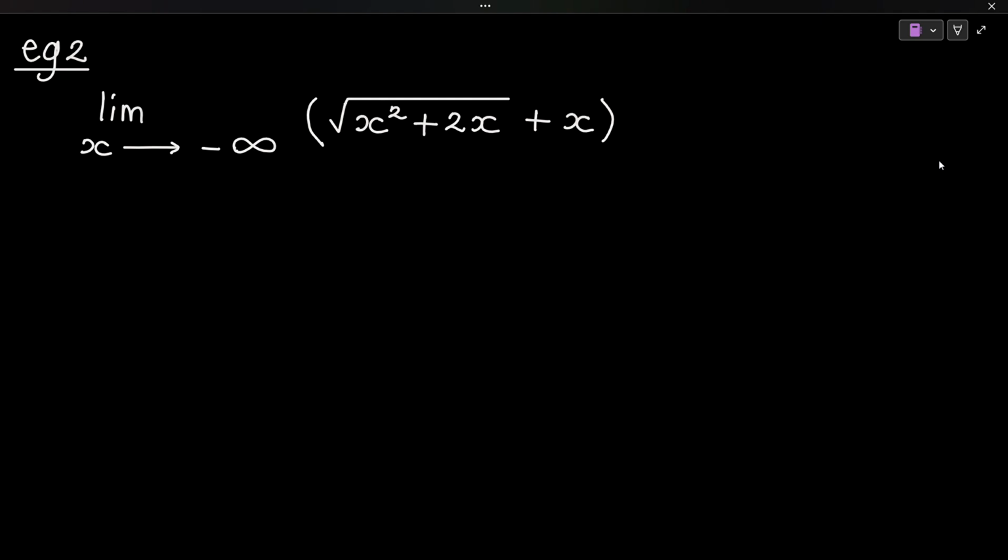So this is limits by rationalizing. We're going to continue with the examples from the previous video. Now here we have example 2, and we have the limit as x approaches negative infinity, and the function we're dealing with is the square root of x squared plus 2x plus x.